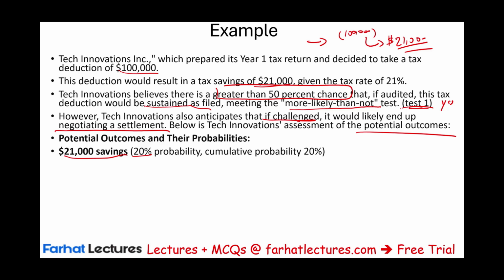First, this is test 1. Test 1 is saying, is there more than 51% chance we can take the deduction? The answer is yes or no. In test 2, there are various probabilities. The first probability is a 20% probability that the IRS will accept our position 100%. There's a 20% probability, and so far, the cumulative probability is 20%.